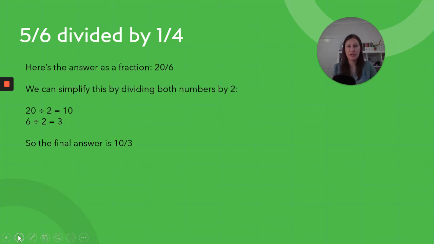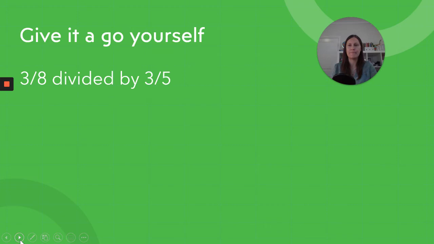Now that fraction isn't in its simplest form. We can simplify it by dividing both numbers by 2. I can see that they're both even numbers, so I know they're divisible by 2. 20 divided by 2 is 10, 6 divided by 2 is 3, so now that fraction becomes 10/3. I know I can't get it down to a simpler form than this because 3 is a prime number and 10 isn't divisible by 3.